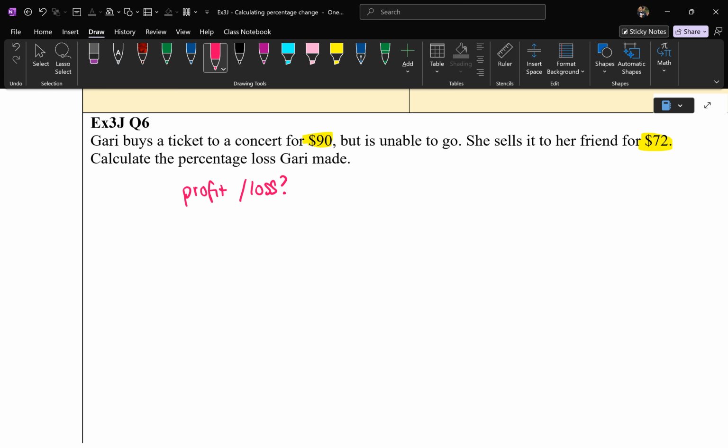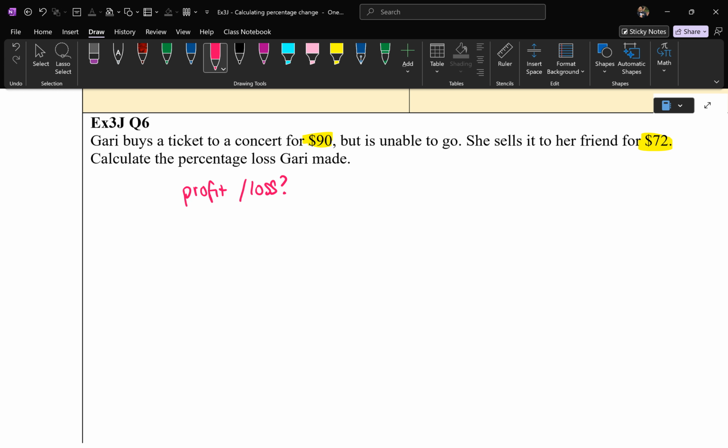So how much do we lose? He lost $18. And how do you work out the 18? You subtract. Mateo, you were speaking? Subtract the number he sold it for. Very good, you're right.